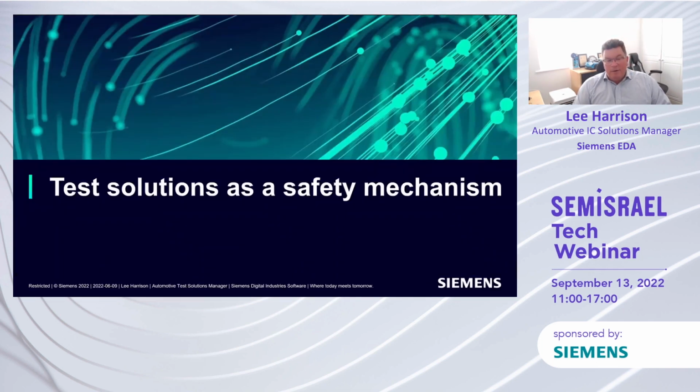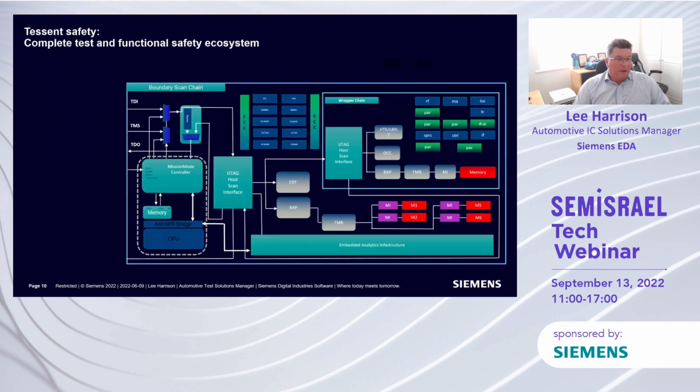So now let's take a look at the test solutions that are available that can be used as a safety mechanism to help you build up that ISO26262 diagnostics coverage. So here is what I call a typical automotive IC. In here we've got a whole range of different functional technologies that is all wrapped up with the Tessent test and embedded analytic infrastructure. So in here you can see, let me just pull up a quick pointer.